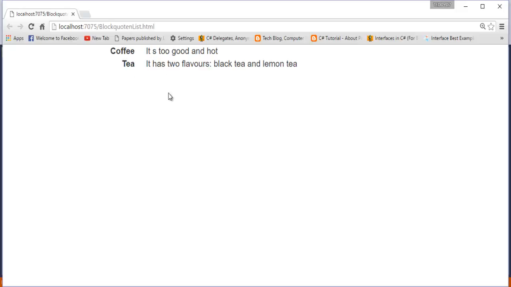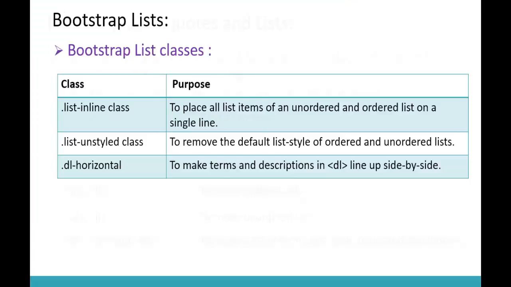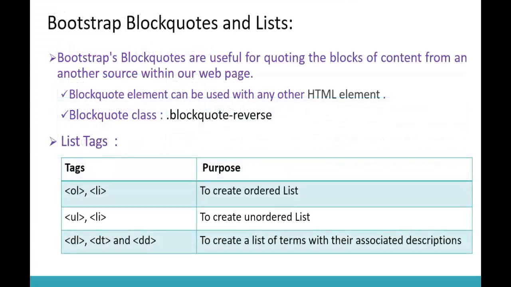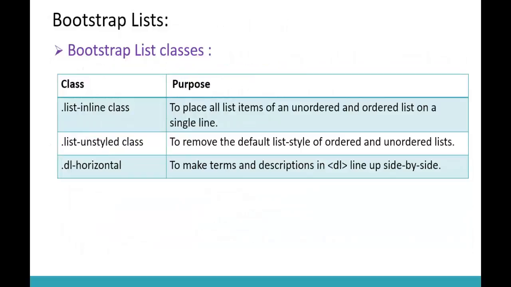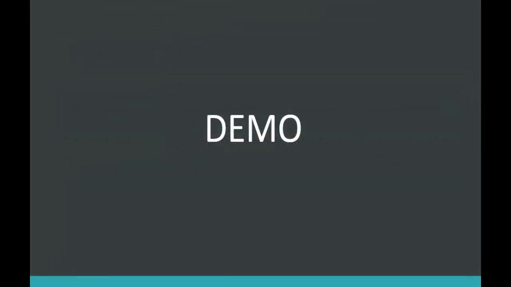That's what we learned in this session: how to work with the block quote and how to work with the list tags, as well as the importance of Bootstrap list classes. They are list-inline, list-unstyled and dl-horizontal. And finally, we saw a beautiful demo.